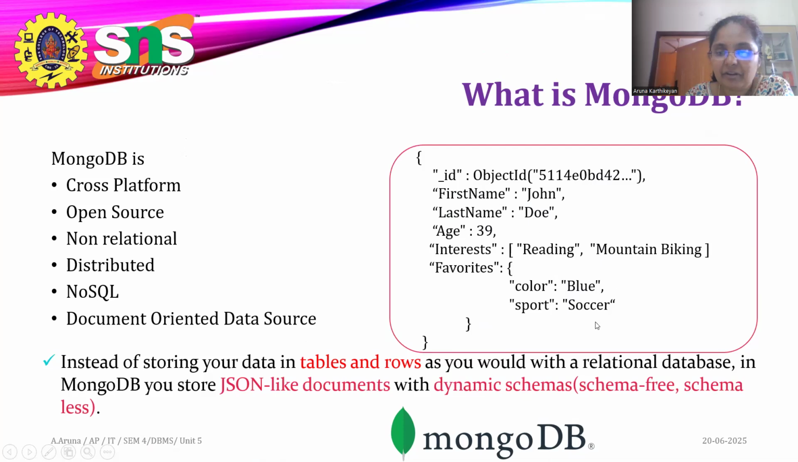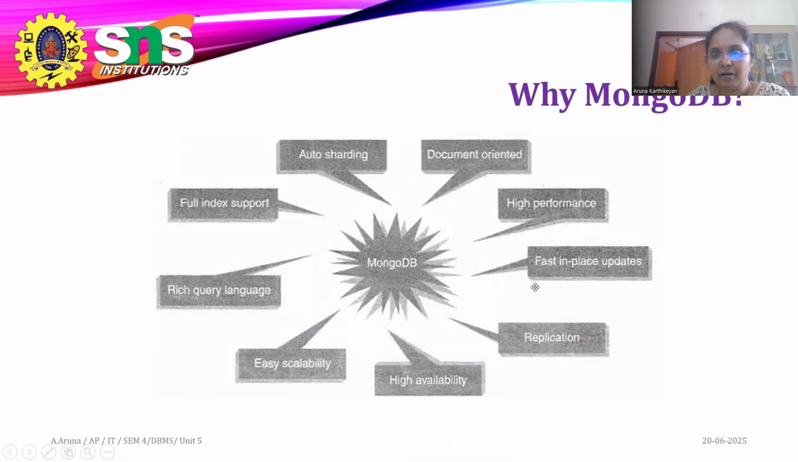Inside favorites you have a color, blue. Here we are directly giving the data: favorite sports, favorite color, favorite food, anything whatever we like, that can be stored like this. Next, my object ID does not have an interest and favorite. It will have only the friend name, first name, last name, and the age. That alone can be stored. So this is how data is stored in MongoDB. It looks like JSON documents.